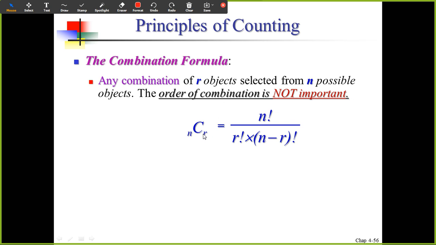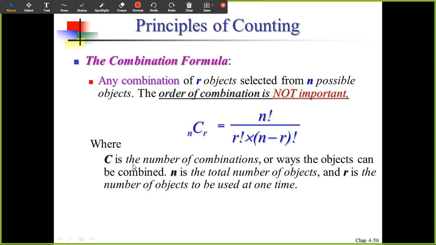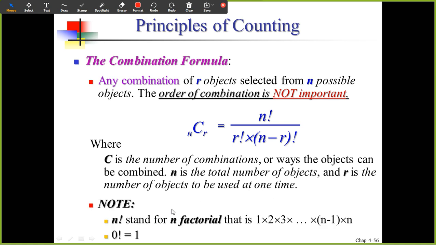Okay, so this is the formula that we use to study combination. The combination of r objects among n objects equals n factorial divided by n minus r factorial, multiplied by r factorial. C stands for the number of combinations, or the number of ways that objects can be combined. n is the total number of objects, and r is the number of objects that we selected for study, or that is used at one time.